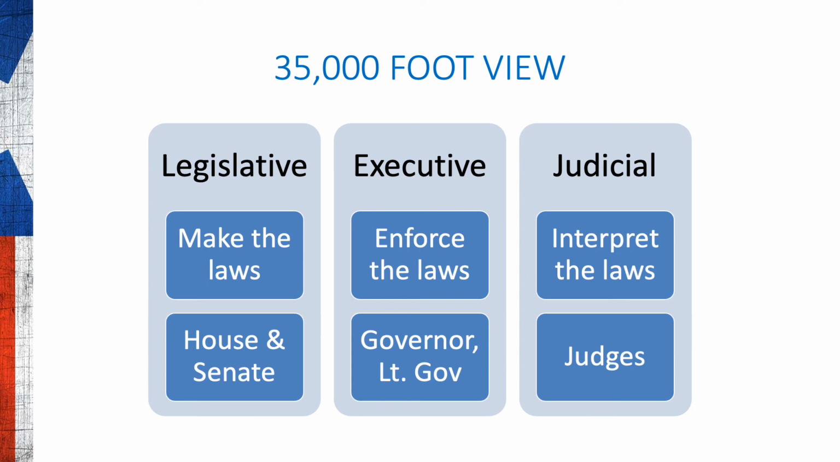Going back to our 35,000-foot view of the three different branches, the legislative branch makes laws, the House and the Senate. The executive branch enforces the laws through the governor, lieutenant governor, and others, and the judicial branch interprets the laws. So that's the judges. So we're on the second branch, the executive branch, the governor, lieutenant governor.